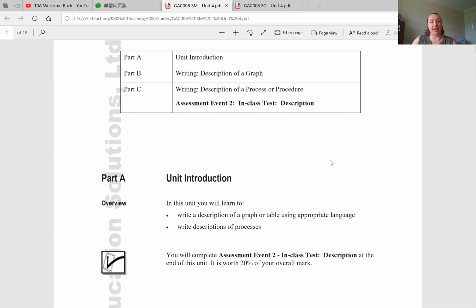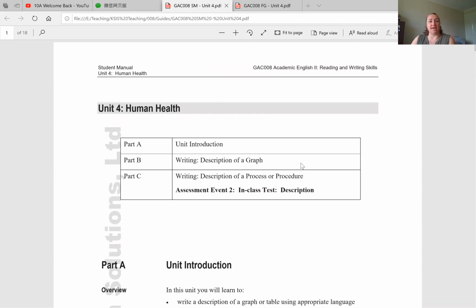Okay, so I need everyone to get their student manual 008, and we're on to Unit 4. So GAC 008, Unit 4. As usual, please pause the video if you need to go and get something, and also pause the video if you need more time to complete a particular section of the book, because we're going to be doing some book work together. So be patient. I'm sure that this will be a very exciting experience for everybody.